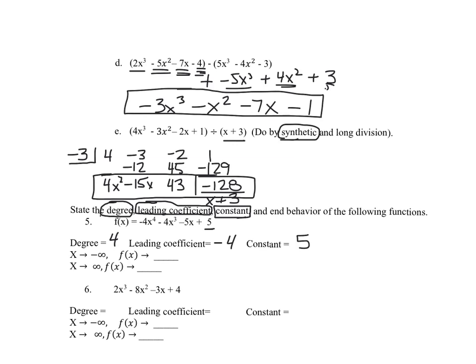End behavior, this is an even degree, and it is a negative leading coefficient, which means it's going to go down shaped like this, which means on both ends, this means the left end, it goes to negative infinity, and the right end, it also goes to negative infinity. That's because it's even with a negative leading coefficient.